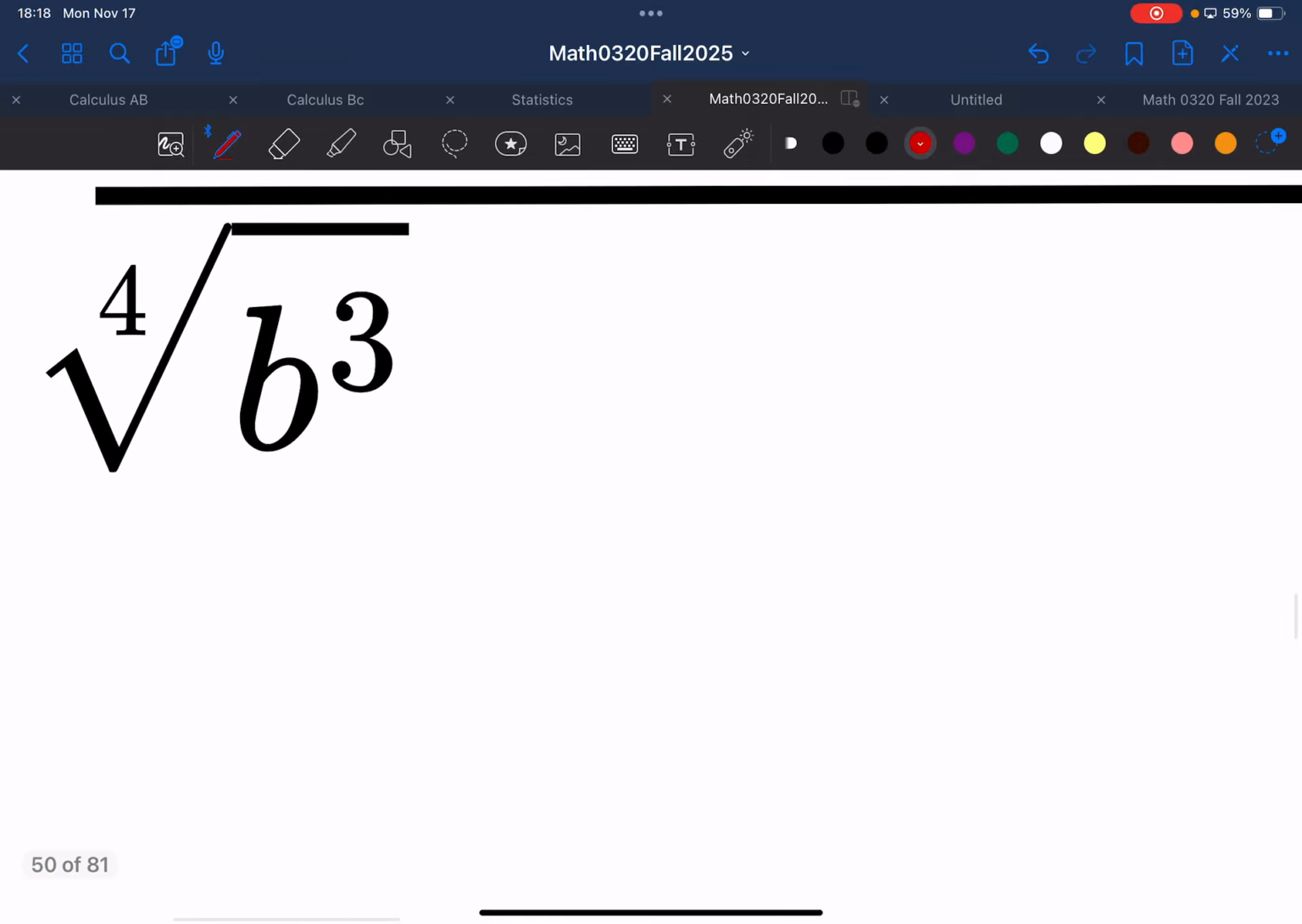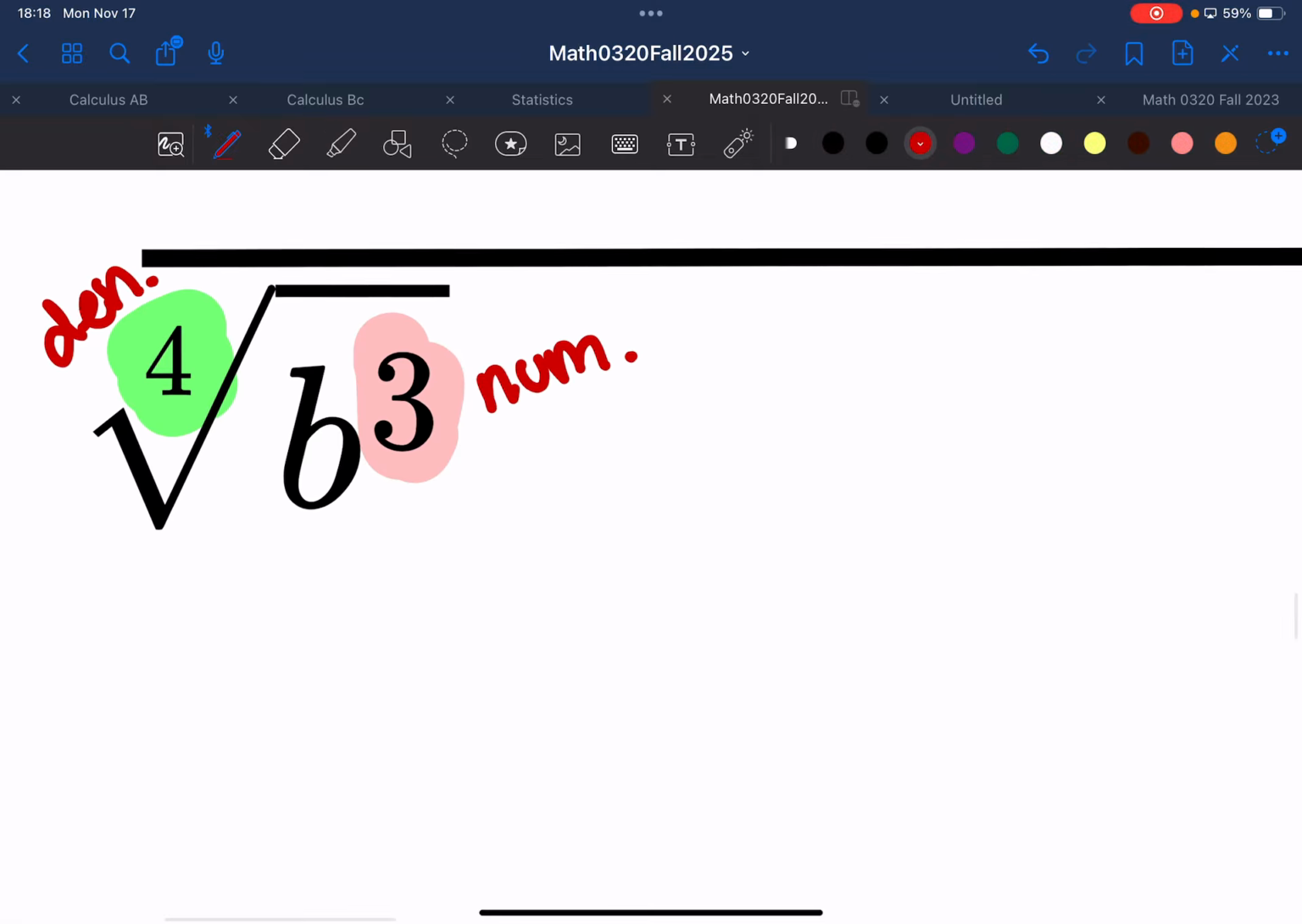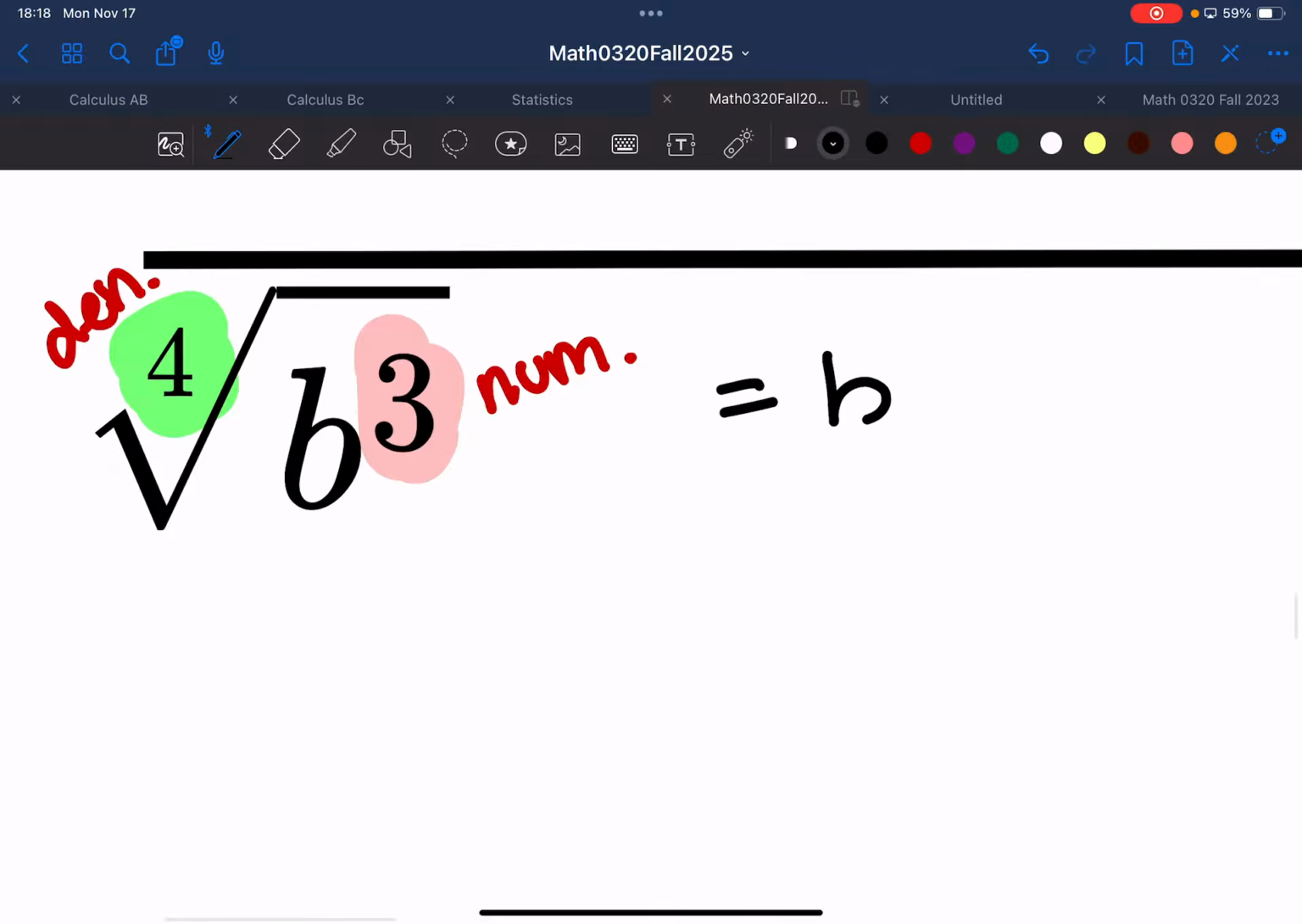Okay, so now we're going to do the opposite. We did exponent to radical. Now we're going to do radical to exponent. The only thing you need to remember is that this root is always your denominator. This is the denominator. This is the numerator. Which means this is going to be b to what exponent? 3 over 4. That's our answer.